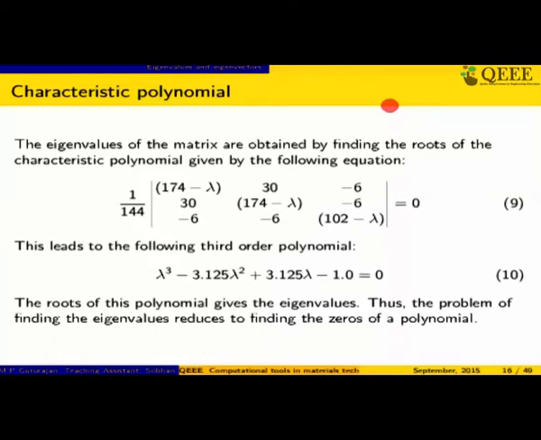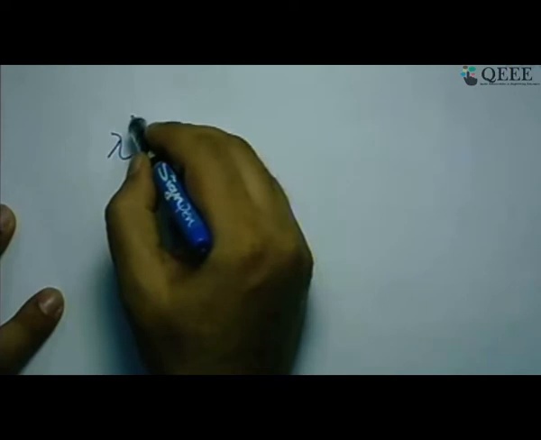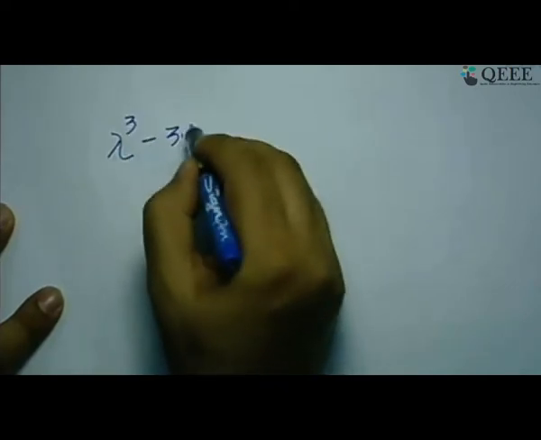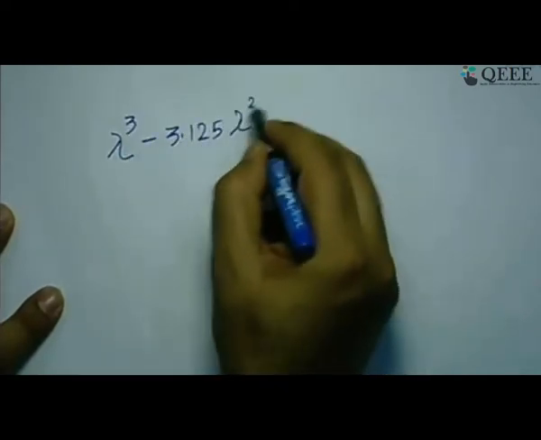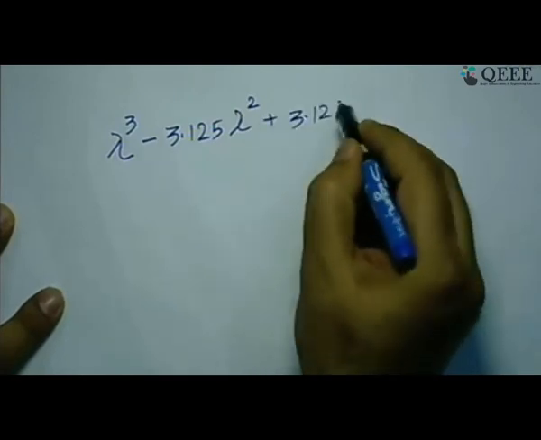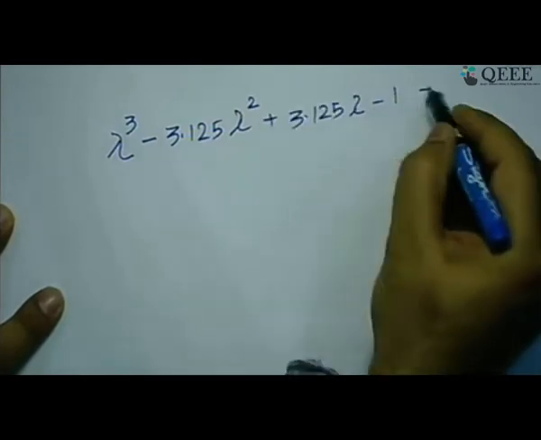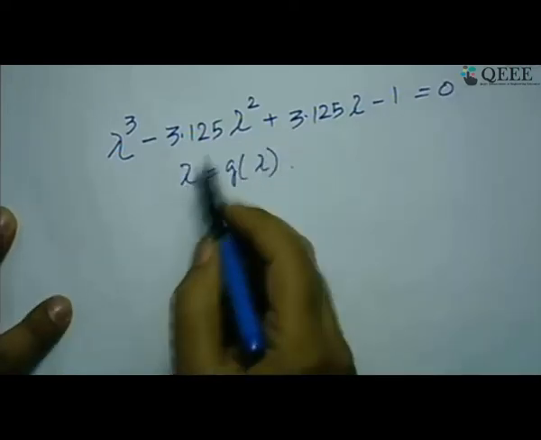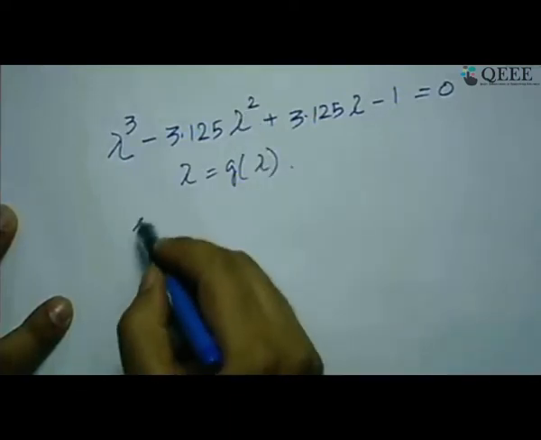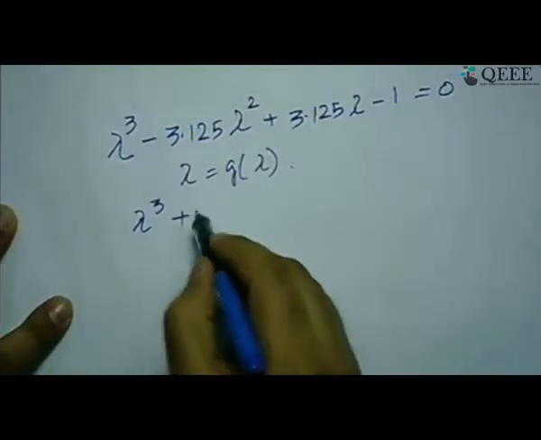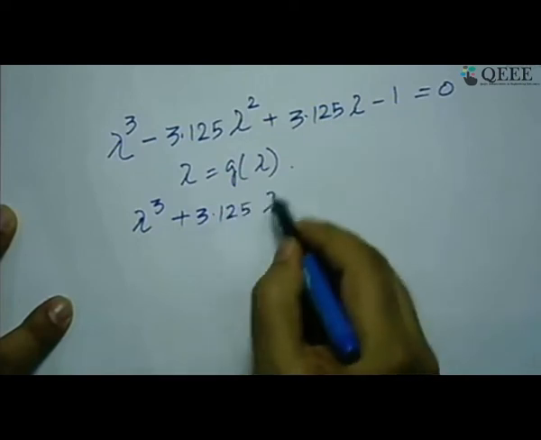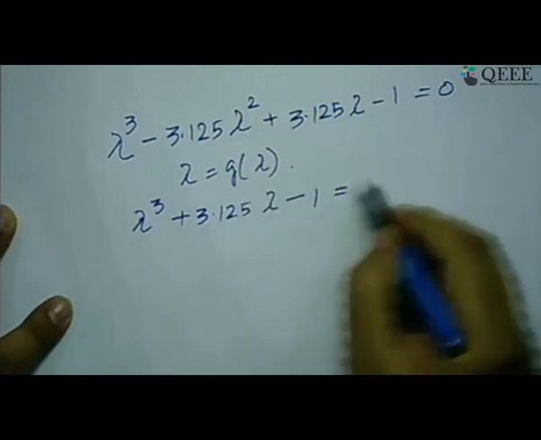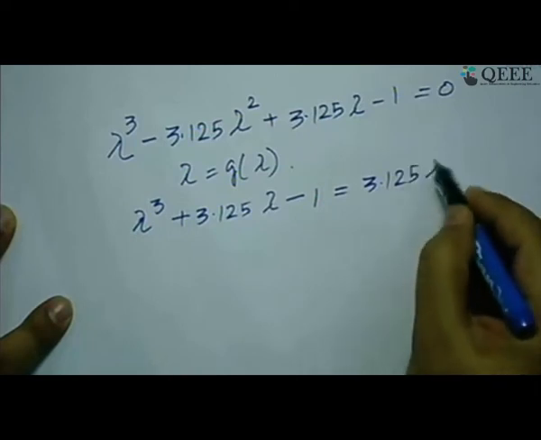I think there is an algebraic error there. Okay, so how do we write? Let me take lambda cube minus 3.125 lambda squared plus 3.125 lambda minus 1 equal to 0. I want to write it as lambda equal to g of lambda. So let me take this to the other side. So I get lambda cube plus 3.125 lambda minus 1 equal to 3.25 lambda squared.